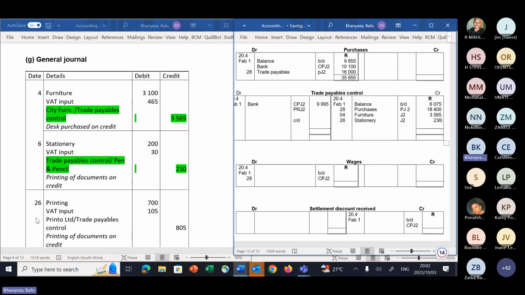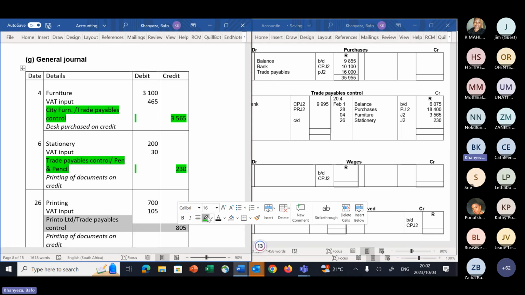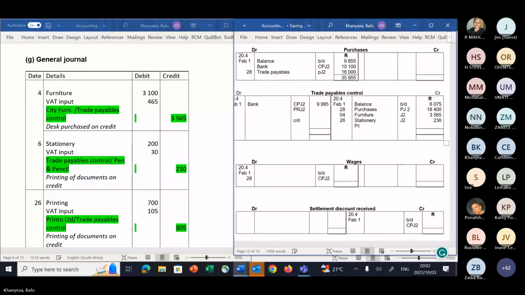Then now, what else do we have? We have printing. See, it's already said there that you are crediting these things. Because it was credit purchases, you have to credit, it's a liability. But this debit was maybe an asset or expenses. Printing here is gonna be 805. So I think we are done completing the trade payables control.